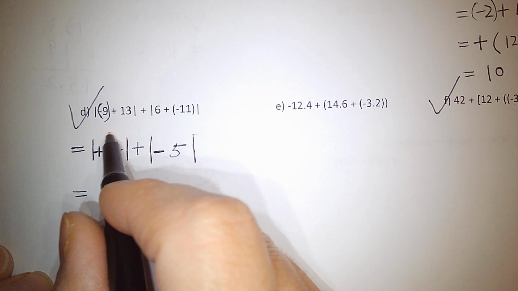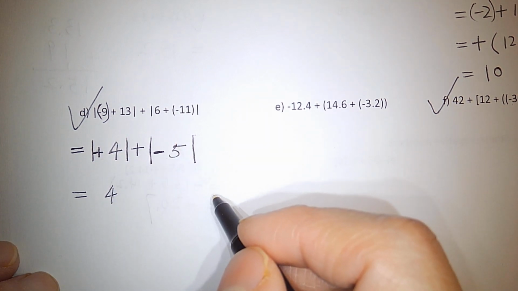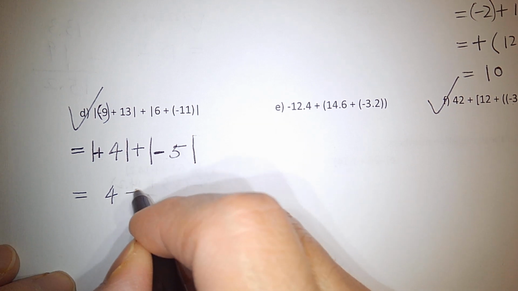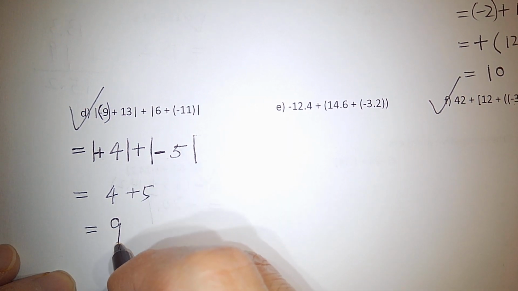So the absolute value of positive 4 is 4. The absolute value of negative 5 is what? Positive 5. So eventually the answer is 9.